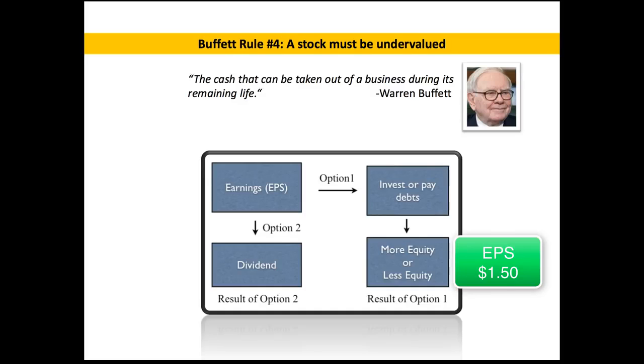Okay? So if you take option one, let's say that $1.50 of earnings comes into the company, and you as an owner decide that, and you wouldn't be the person deciding that. Actually, the board of directors and the CEO running the company would be deciding this for you as your representative for managing the company. But they would decide if that $1.50 would turn into more equity or less equity, depending on how they choose to invest it or pay off their debts.